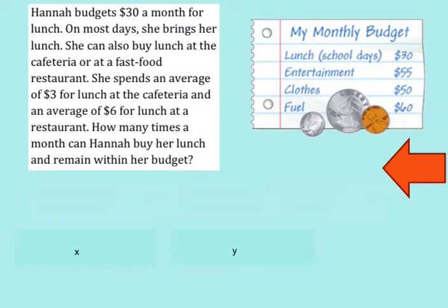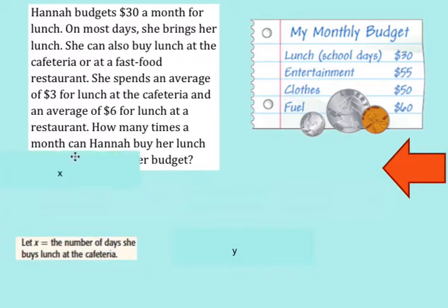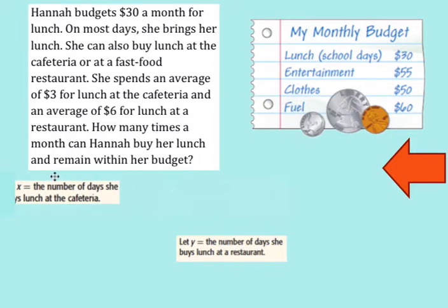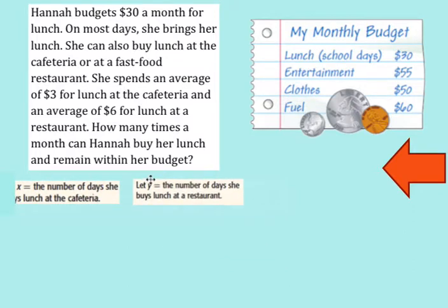Okay, so Hannah budgets $30 a month for lunch. Most days she brings her lunch. She can also buy her lunch at the cafeteria or at a fast food restaurant. She spends an average of $3 for lunch at the cafeteria. So X is going to be the number of days that she goes to the cafeteria. Y is going to be the number of days that she goes for lunch at a restaurant. Maybe make a note to yourself. You can even just say X is equal to cafeteria, Y is equal to restaurant, something to that effect. So how many times a month can Hannah buy her lunch and remain within her budget?